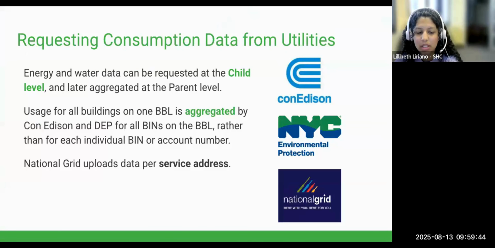So when requesting your energy and water data from these utilities, you can request the data at the child level and then aggregate it up to the parent. Be aware that Con Edison and DEP will provide consumption data at the BBL level, whereas National Grid will provide the data at the service address level. So since National Grid is a little different, we're going to spend a few minutes on them.